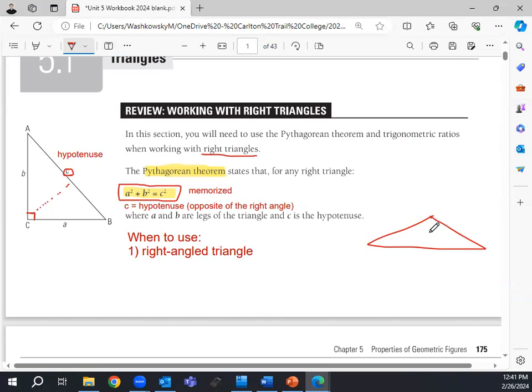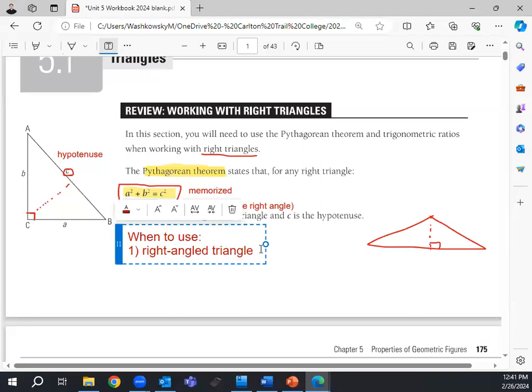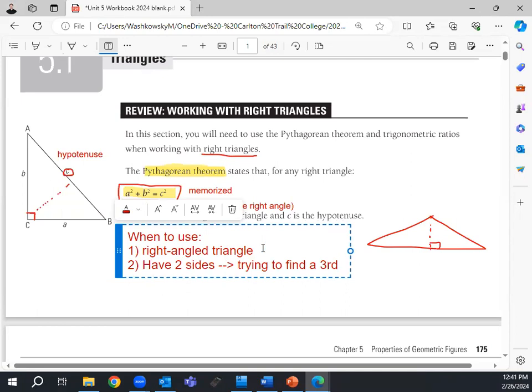Now, I could turn this into one if I were to split it up, and that's when it would work, specifically on this part and this part. But it has to have a right angle. If it doesn't have a right angle, this is not a tool that's going to work for you. And the second part is we use it when you have two sides and you're trying to find a third.